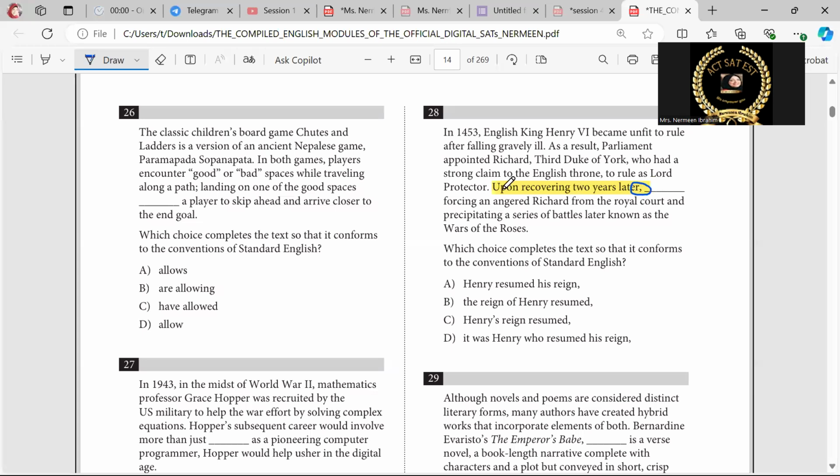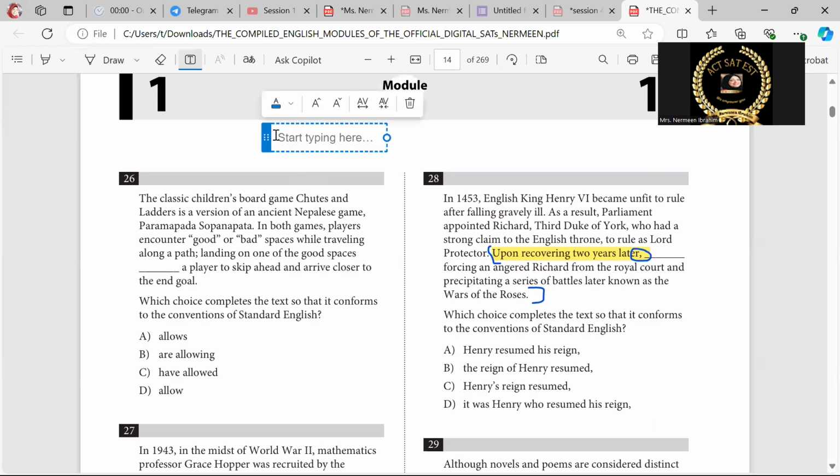So upon recovering 2 years later, this is an introductory part. Okay, so the sentence that has the blank starts with what? Starts with an introductory part, an introductory phrase, an introductory clause, separated by a comma from the blank. Okay, so this is another tip.